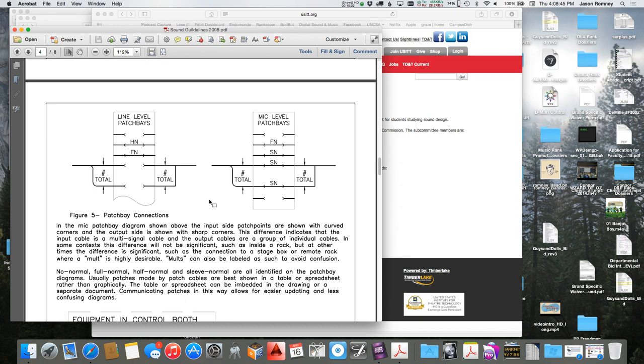Okay. So again, err on the side of clarity in making the drawing really easy to read. Don't get too focused on trying to make it lay out the way it really lays out in real life. That's not as critical.